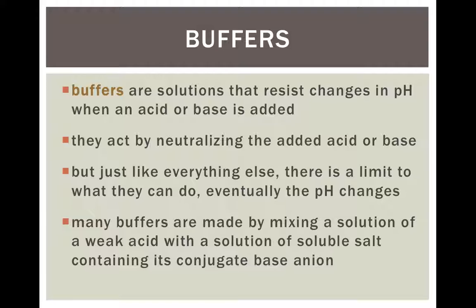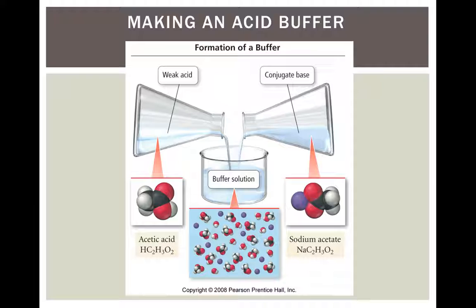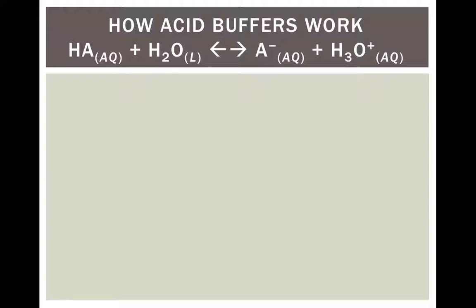Many buffers are made by mixing a weak acid with a soluble salt that contains the conjugate anion that's also in the acid. The number one acidic buffer you see normally is made with acetic acid. So you see here on the left you have the weak acid, acetic acid, and on the right you have sodium acetate, which, notice, has that acetate ion in it, the same as in the acetic acid. You mix them together and you get what would be an acidic type buffer.